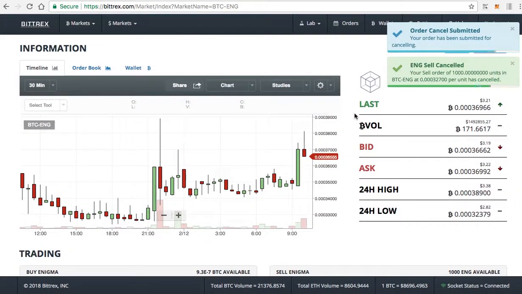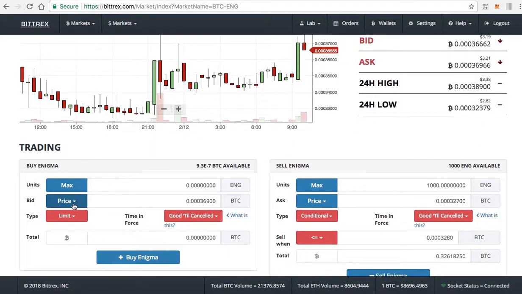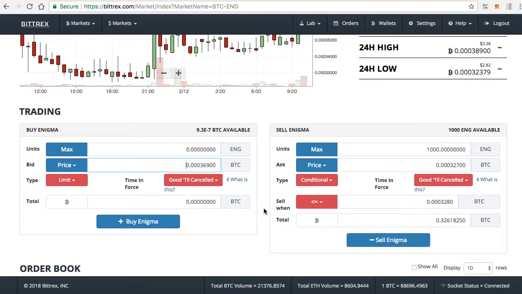I hope that makes sense, guys. What you're really doing is you're just saying when it meets these parameters, put this on the books automatically. You can do that if you want to buy too. You can do it over here, same thing. Price, when it hits this price, put it on the order books to buy at that price. So we put a sell stop loss.